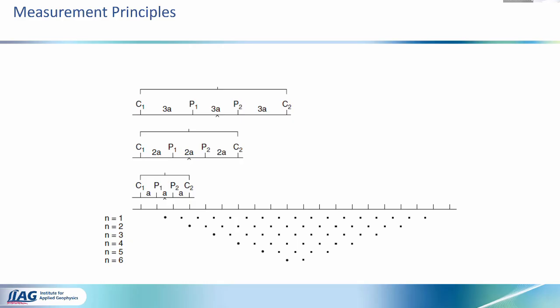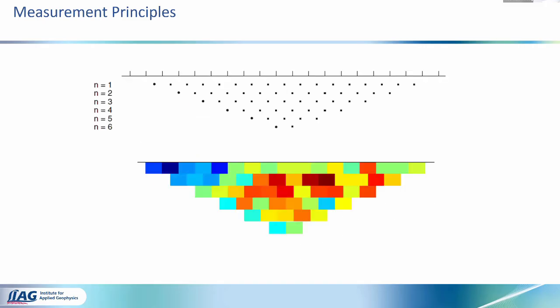That means I'm getting all these measurements for different separations. This is the first separation, second separation, third separation. There would be a fourth separation, and the fifth and the sixth. The sixth means that my first current electrode is here, and the last one is here. And this is now filled with colors, just a colored image of my measured values, and that's what you see here. That is what we call a pseudo section. So that's our measurement values in a nice representation.